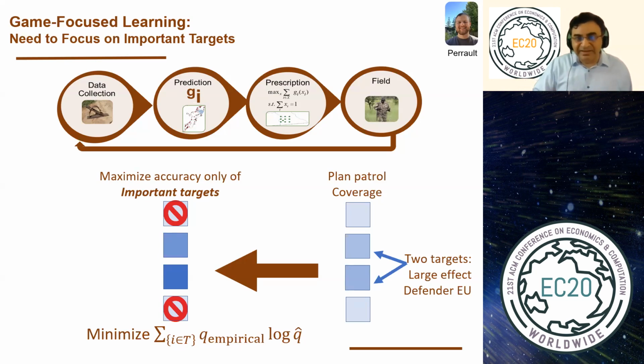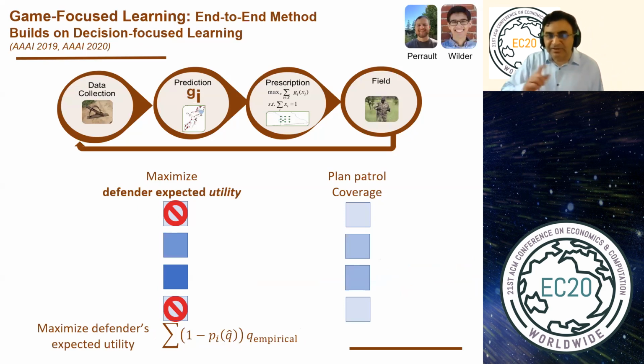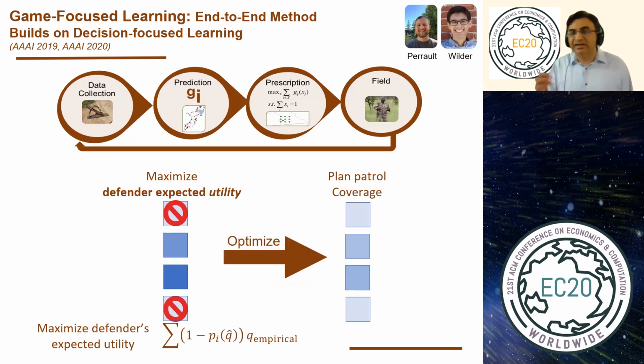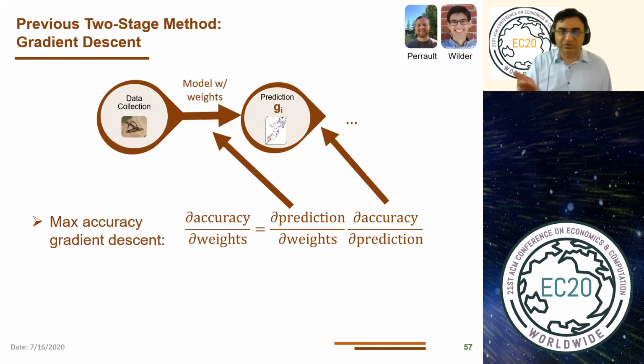So this is the idea of game-focused learning, to maximize defender expected utility directly during learning, and so to modify the loss function to take into account defender expected utility. And this leads to better patrols in simulations. This has shown better results.